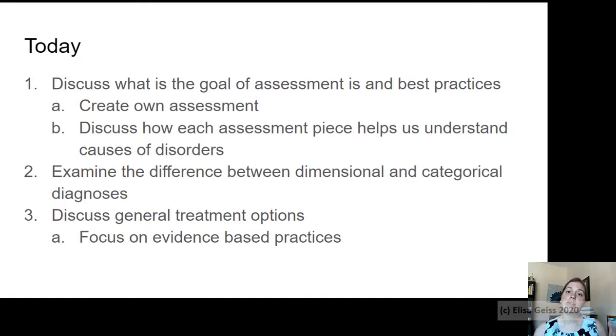We'll also talk about how we can actually diagnose a child, either through a dimensional or categorical model of diagnosis. And we're going to talk about general treatment options. You've already been introduced to those evidence-based treatments, so we'll further go along with those and expand on that a little bit more.